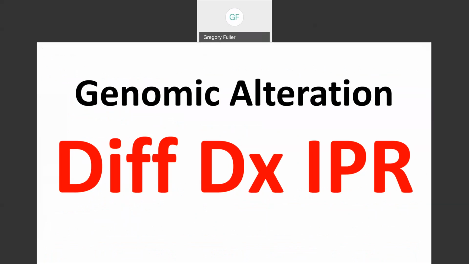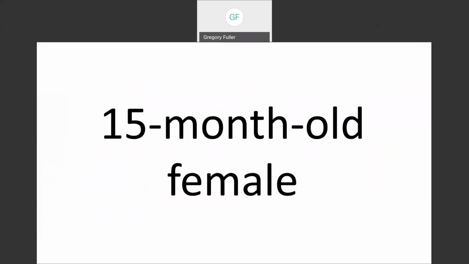Genomic alteration, differential diagnosis, instant pattern recognition. That's kind of a mouthful, isn't it? That's why I just said IPR. Okay, this is going to be genomic alteration. Now, it's a differential diagnosis, so it will be a differential. You don't have to give me the exact. I'll accept. Why don't you give me the top two entities in your differential? Okay, you ready?